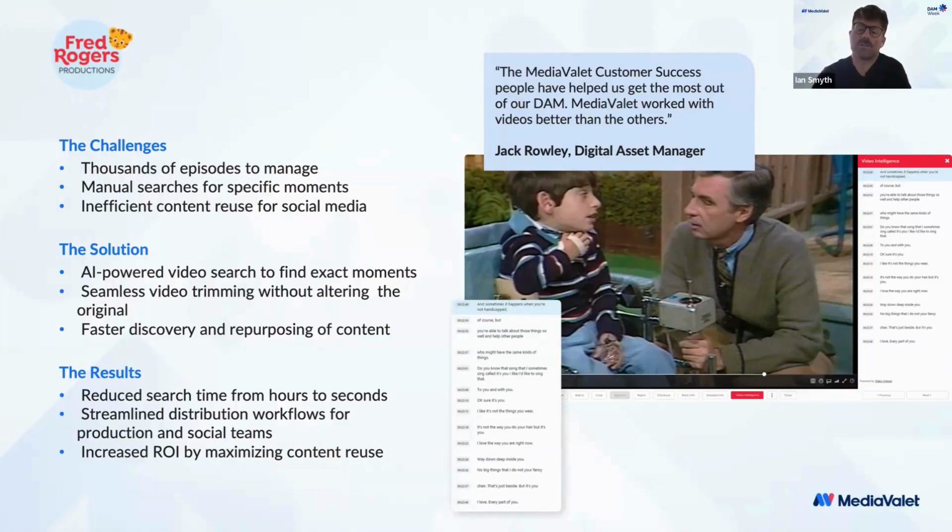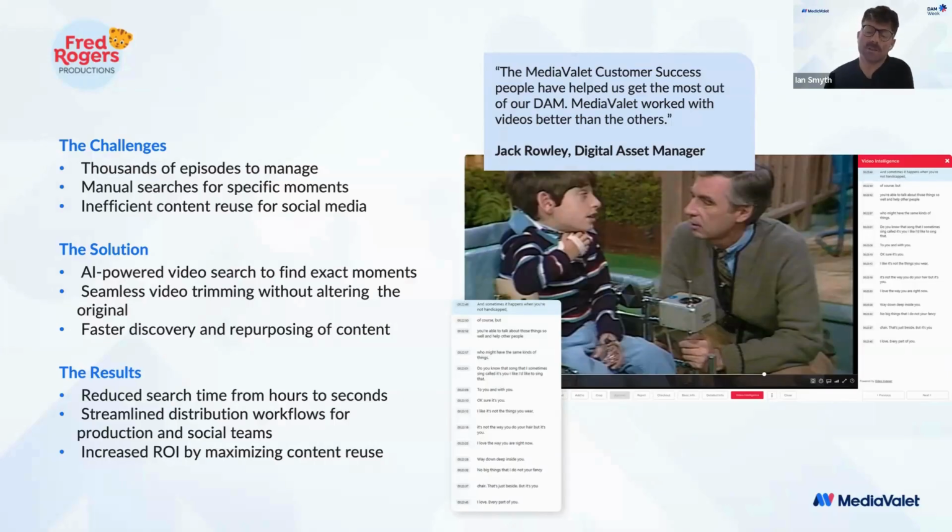Searching for clips to use would be a manual and laborious process before implementing MediaValet. With AVI now in place, the social media team is done in seconds. They can just find specific objects, words, or phrases, and any exact moments that you're looking to find.